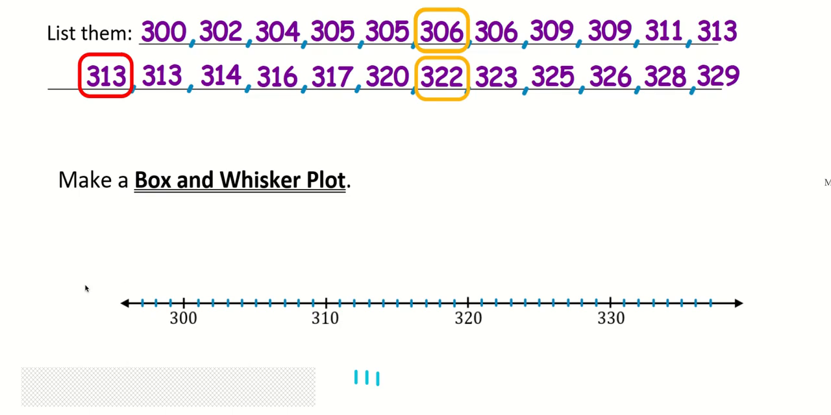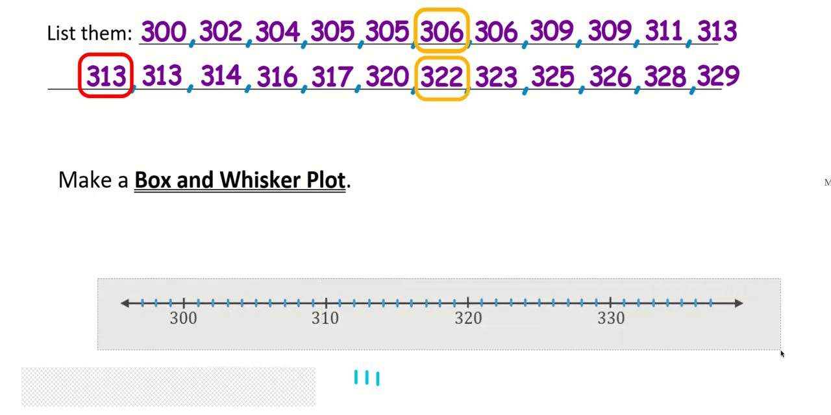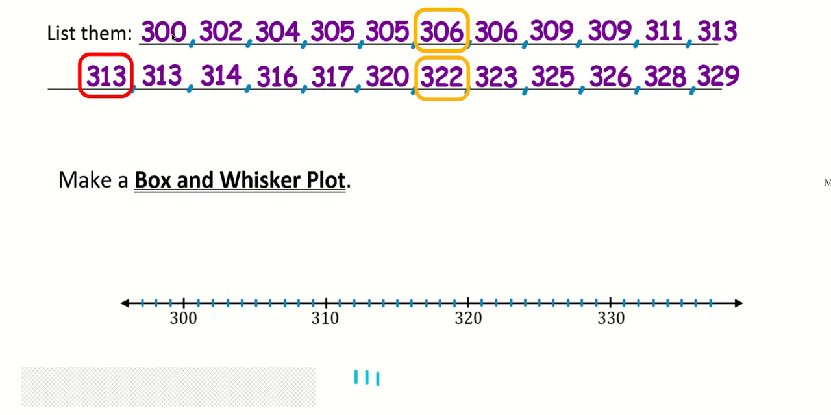Well, here's all we do. We have a number line, because a box and whisker plot is kind of like a graph, sort of, and we need to graph or plot it lined up with a number line. So here we have a number line. Our data is these types of numbers. So here are the numbers we have on the number line. And all we do is this, okay?